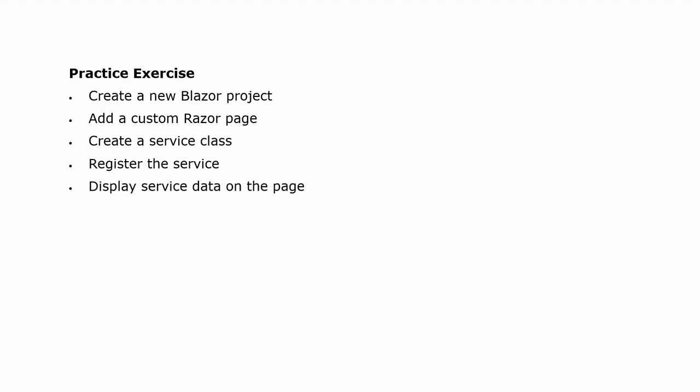To reinforce what you have learned, complete this short exercise on your own: create a new Blazor project, add a custom Razor page, create a service class, register it in Program.cs and display data from the service on the page. By practicing these steps yourself, you will gain a solid understanding of the core building blocks of an ASP.NET Core Blazor application. In the next section, we will continue by connecting the application to a SQL Server database and working with real data.